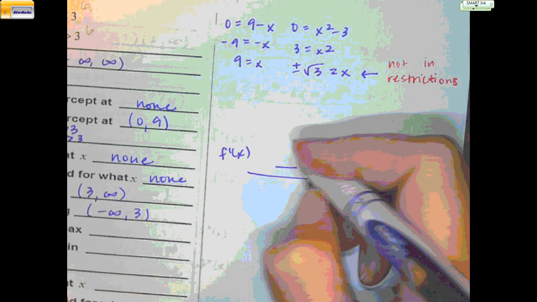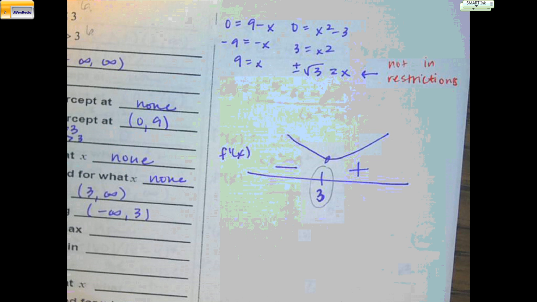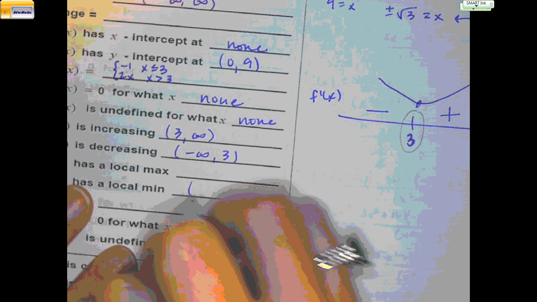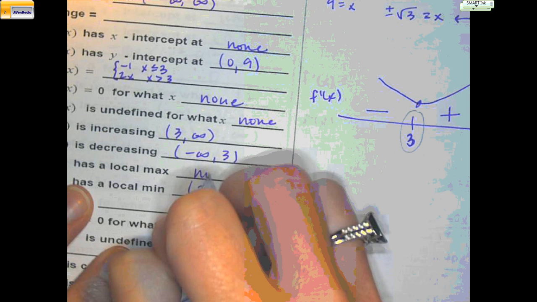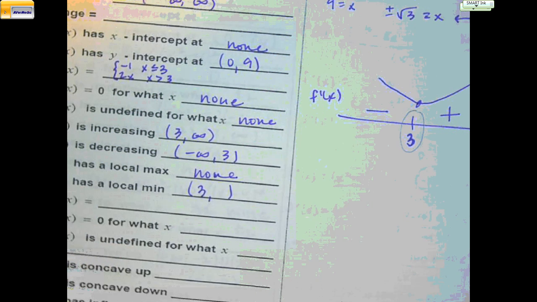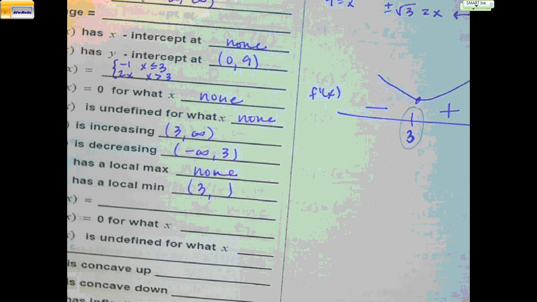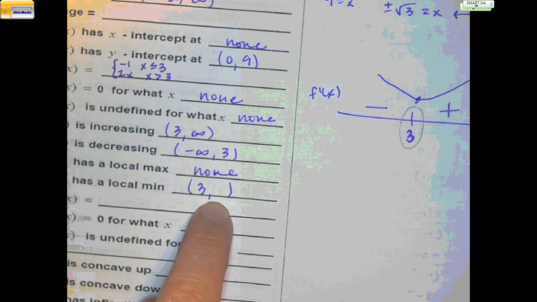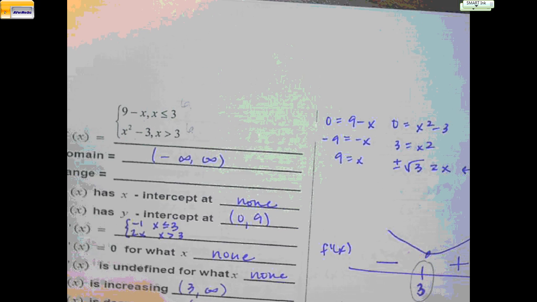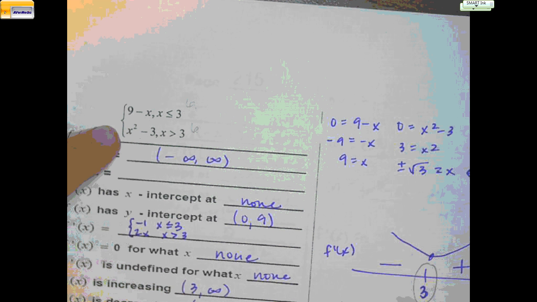So if we are decreasing and then increasing at 3, what do we have here? There is a local minimum at 3. We do not have a max. 3 comma what? How do I get to something? Plug it in. Top function or bottom function? Top, because that's where 3 is allowed to exist, and it's 6.